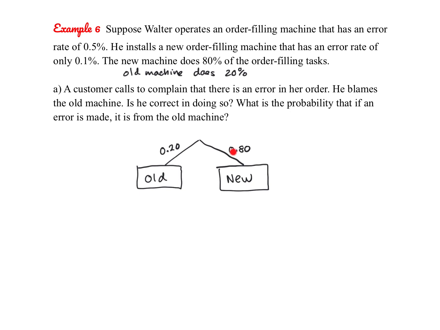But again, we can't just look at those individual probabilities because there's another layer of things happening. For each individual machine, two things could happen. They could make an error, or they could have no error. So this is error, and there could be no error. And that's for both the old and the new.